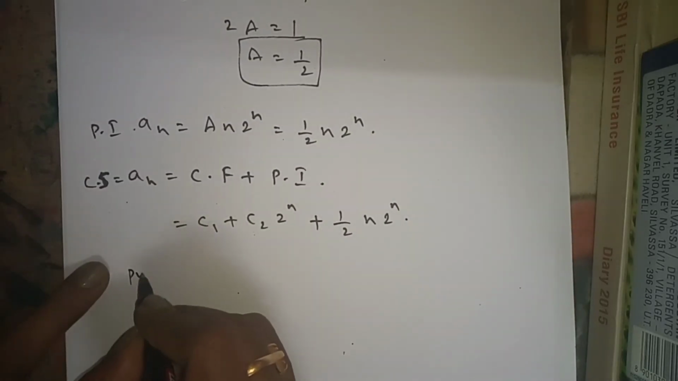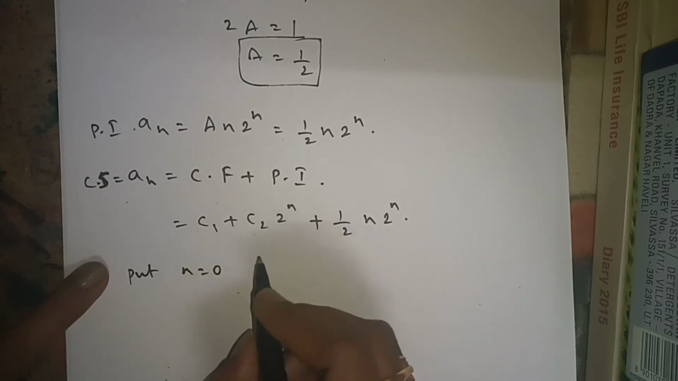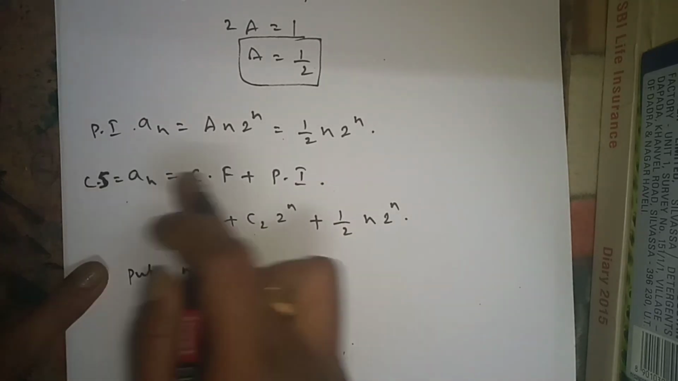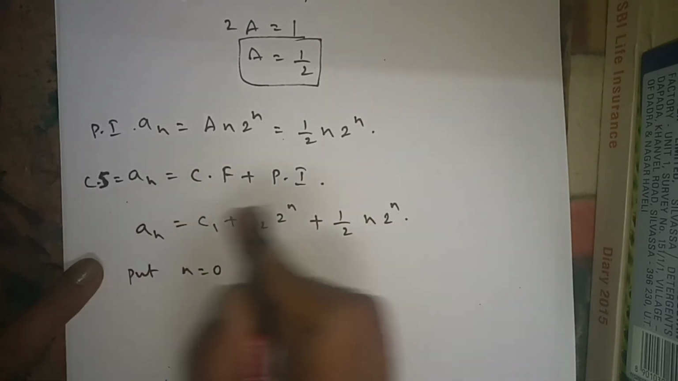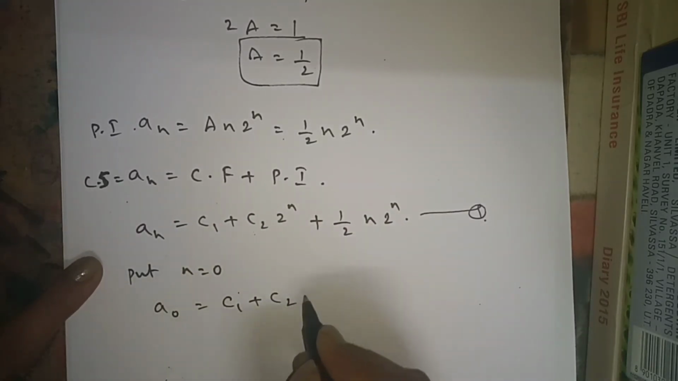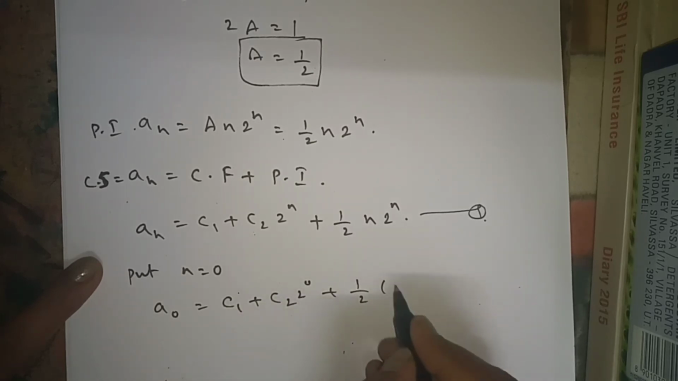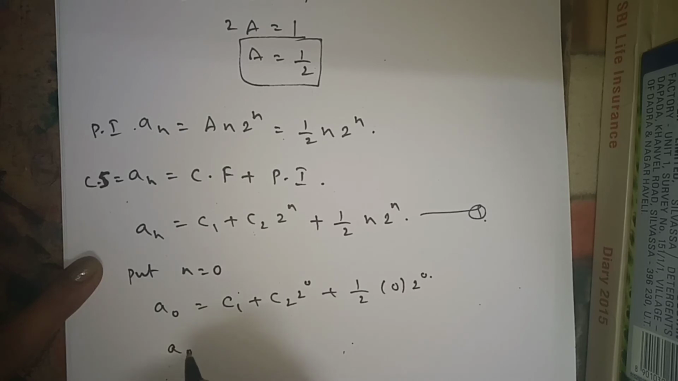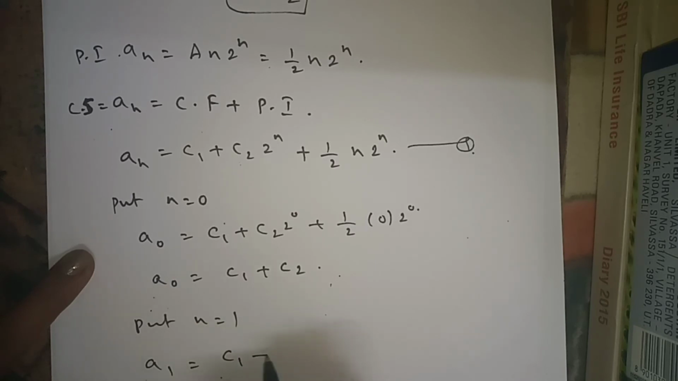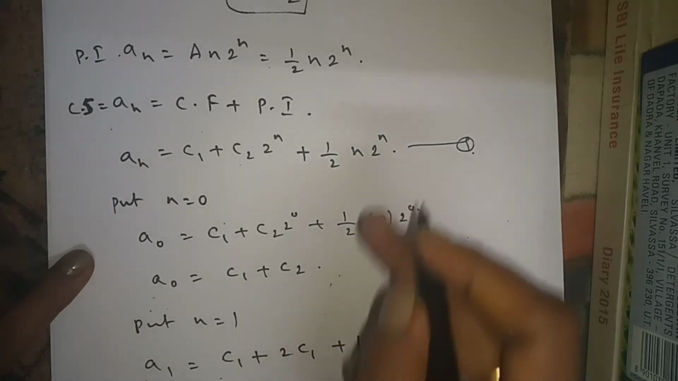Now put n is equal to 0, because n greater than or equal to 0 is given. Wherever n is there in the above equation, we put 0: a0 is equal to c1 plus c2 into 2 to the power of 0 plus 1 by 2 into 0 into 2 to the power of 0. a0 is equal to c1. Now put n is equal to 1. a1 is equal to, if you substitute 1, how much will you get? 2c1 plus 2c2 plus 1.